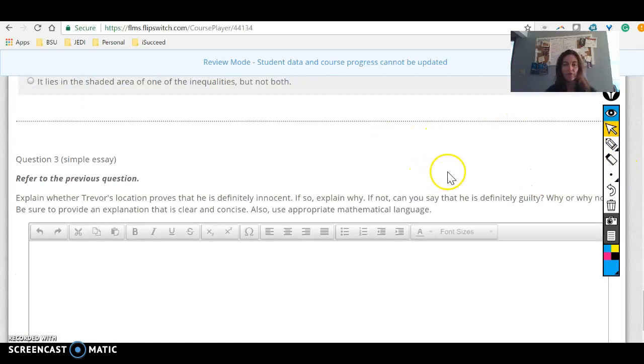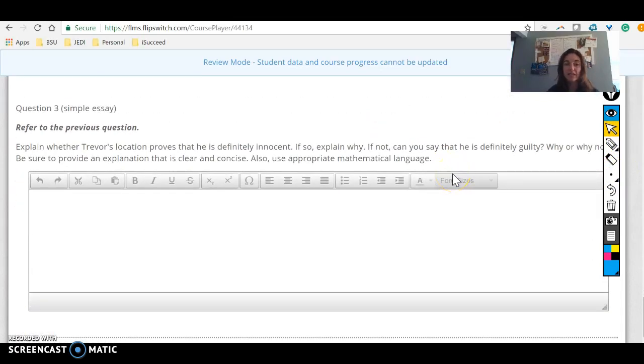which means, if we go down to the last question here, explain whether Trevor's location proves that he is definitely innocent. He is not definitely innocent. Because he's in that overlapped area, he could be guilty. So we don't necessarily know whether or not he's guilty. I think we would need a lot more information. Just because someone happens to be within that area, we know there's a lot of points in that area.